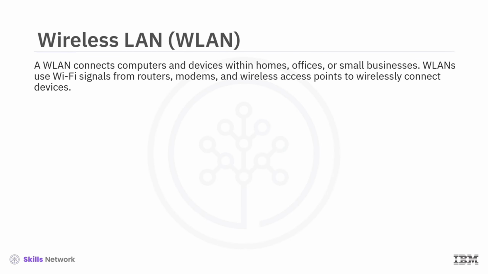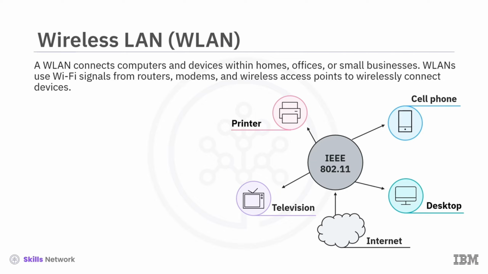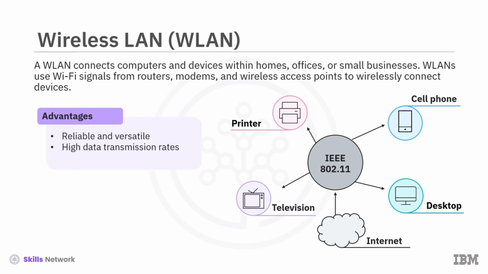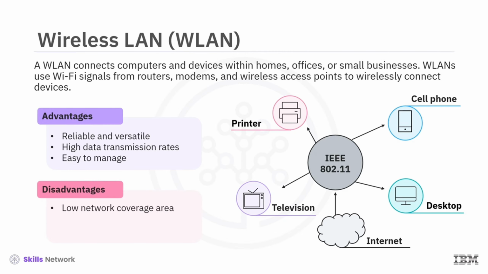A WLAN connects computers and devices within homes, offices, or small businesses. WLANs use Wi-Fi signals from routers, modems, and wireless access points to wirelessly connect devices. Wi-Fi follows the IEEE 802.11 wireless standard. The latest version of IEEE 802.11ax enables 8K video streaming, data-heavy cloud computing, and virtual reality experiences. Advantages include reliable and versatile, high data transmission rates, and easy to manage. Disadvantages include low network coverage area, number of devices affects speed, and less secure.